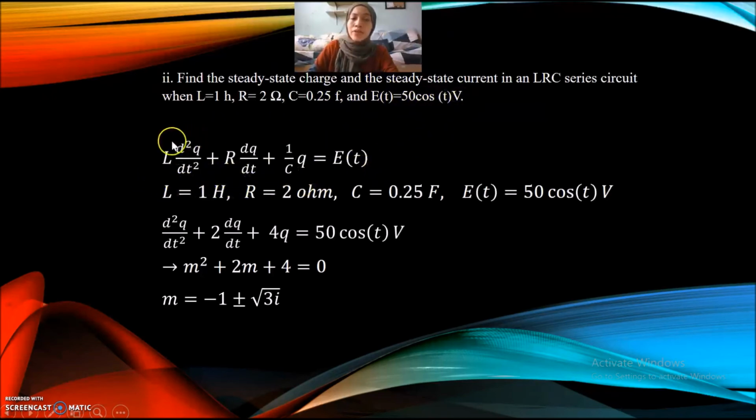Like the previous question, we have this linear second order differential equation. We substitute the given information into the equation and get d squared q over dt squared plus 2 dq over dt plus 4q equals 50 cos t V. This corresponds to the quadratic equation m squared plus 2m plus 4 equals 0, so the value of m is -1 plus or minus root 3 i.